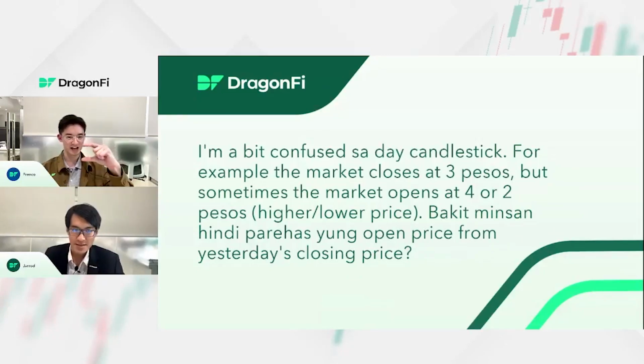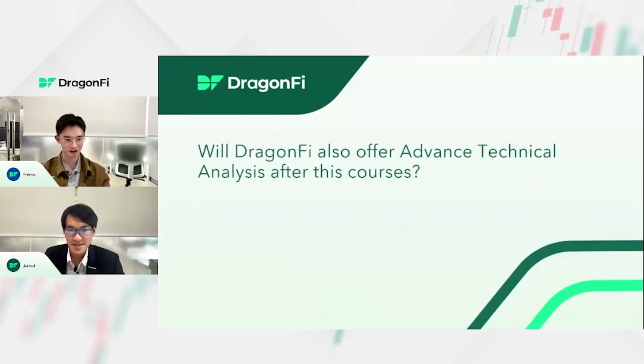So for example, this is the candle, right? Then it opens here, but then it closes here. So this one is obviously going to be a red candlestick, because the close is lower than the open. Yes. All right. I think we're moving on to the last question.